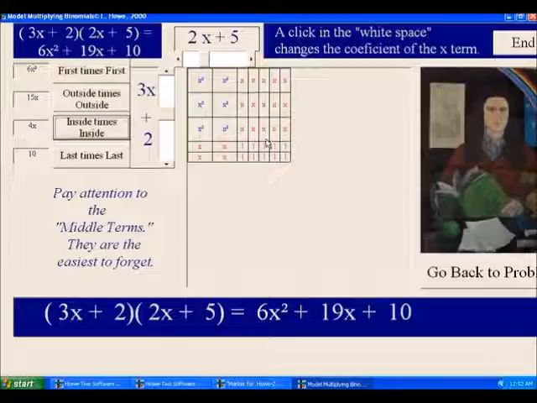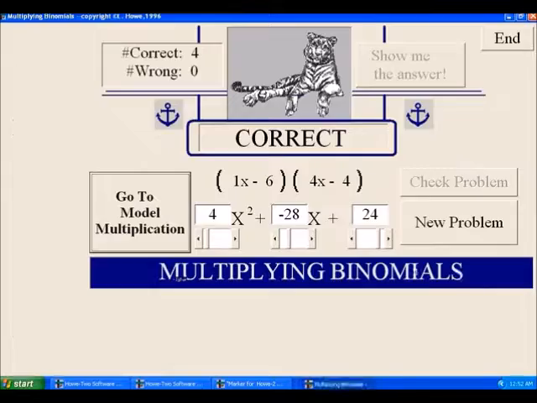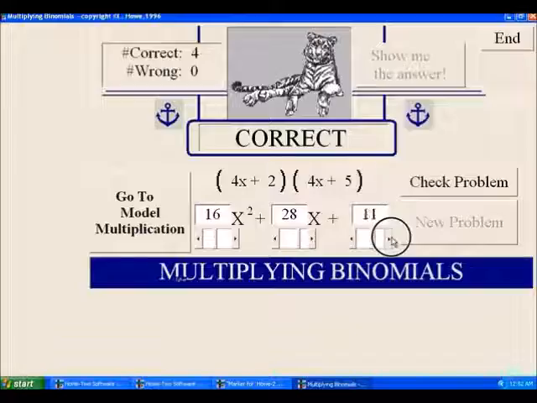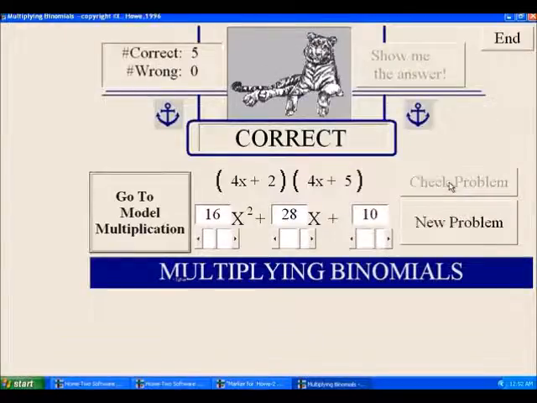But I think that people were pushed to do this because students would forget to multiply all 4 of the quantities together. But I think that you could get it. All your predecessors have. So let's get good at doing this. I think it's because we just never do it enough practice. 4 times 4 is 16x squared. Outside is 20x. Inside is 8. So we have 28x. Last times last is 10. Check, we win.